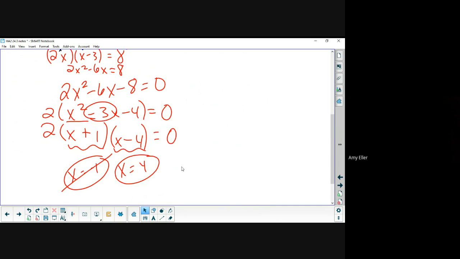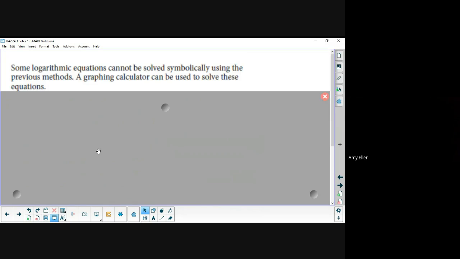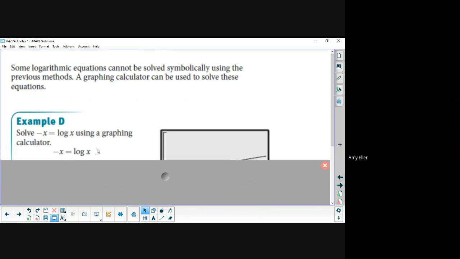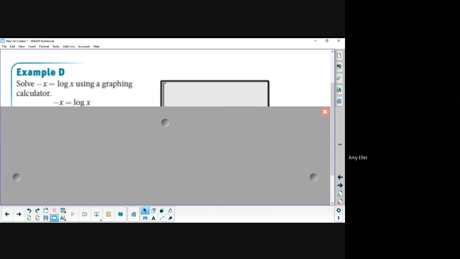All right, go to the next page. At the top, it says some logarithmic equations cannot be solved symbolically, or what we call algebraically, using the previous methods, using what we learned today. A graphing calculator could be used though. So take a look at the question that's done for you. Notice you have a log. The inverse of log is an exponent.